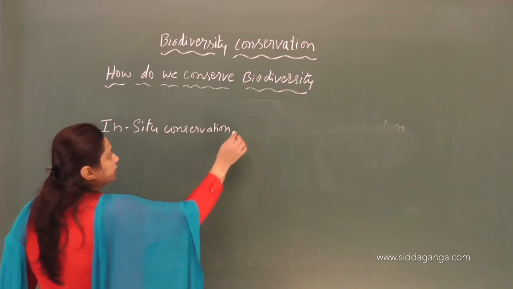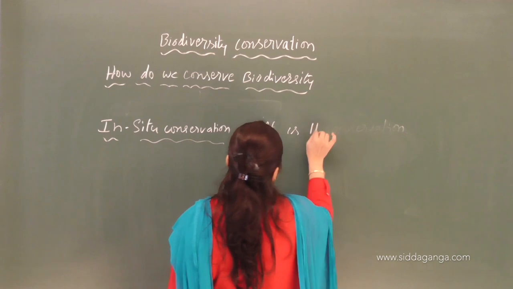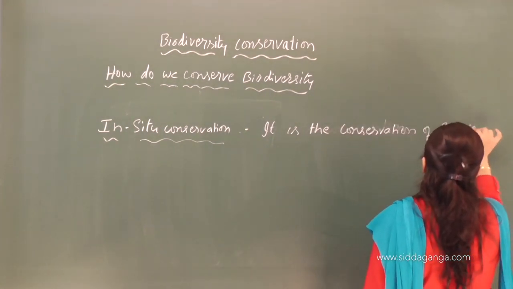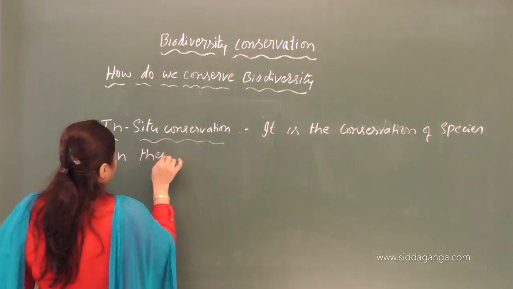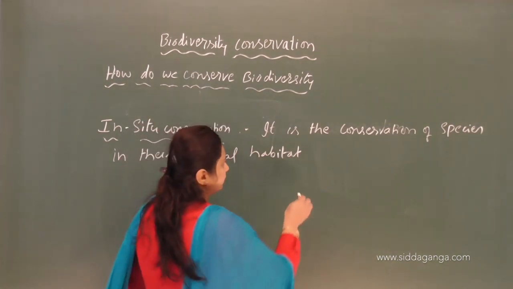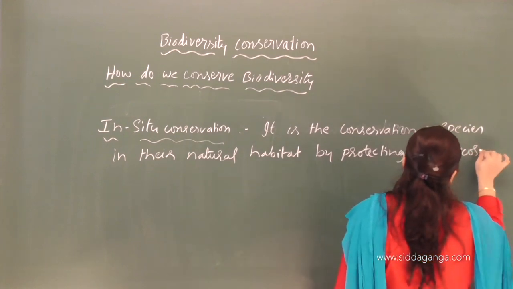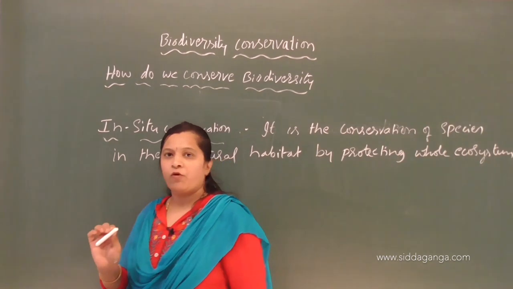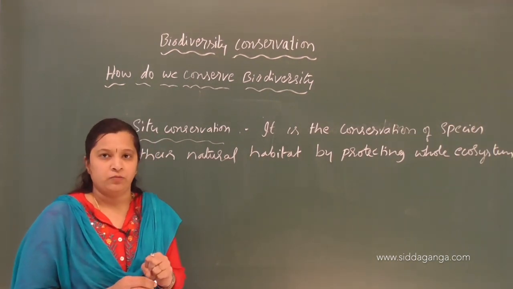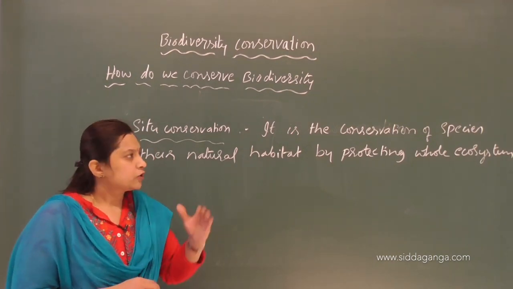In situ conservation means the conservation of species in their natural habitat by protecting the whole ecosystem. See, in situ conservation means what here? It is the conservation of species within their natural habitat by protecting the whole ecosystem. So it's the conservation of either plant or animal species within their natural habitat. That is what in situ conservation.